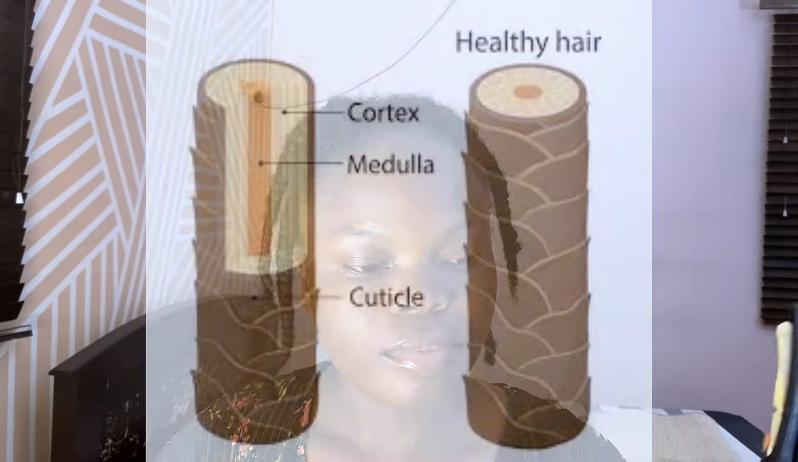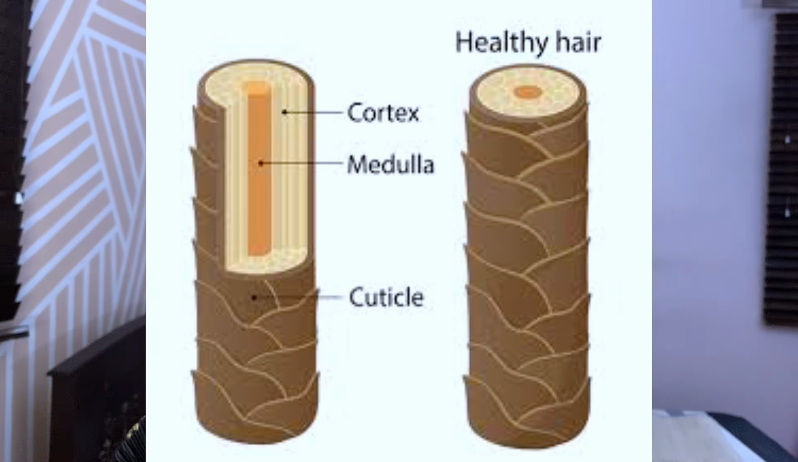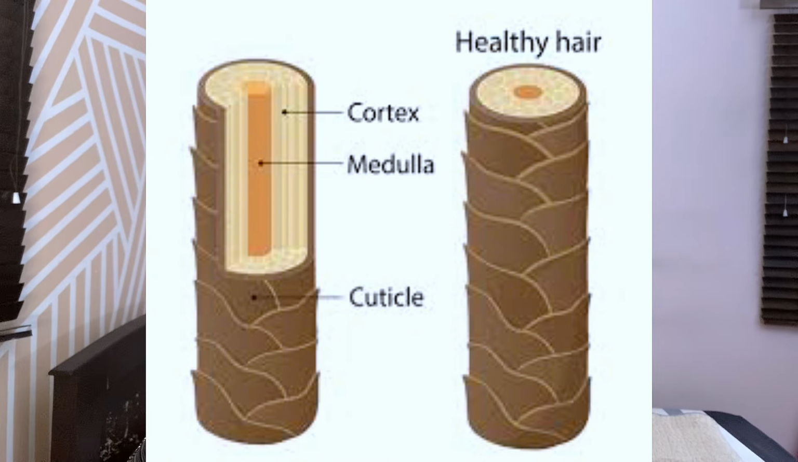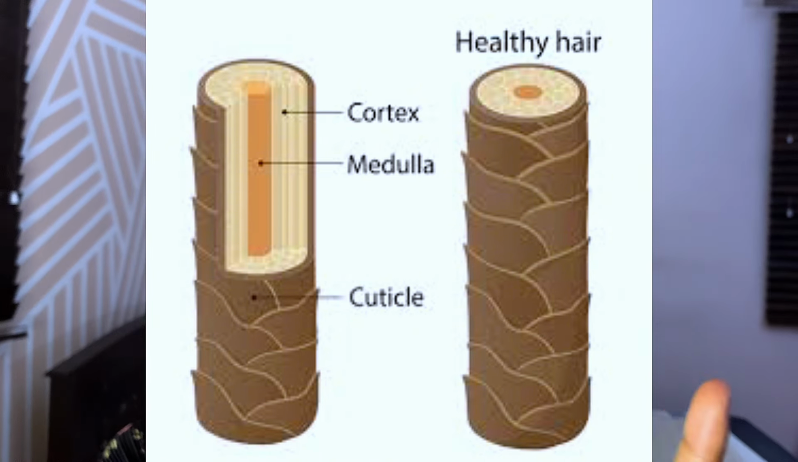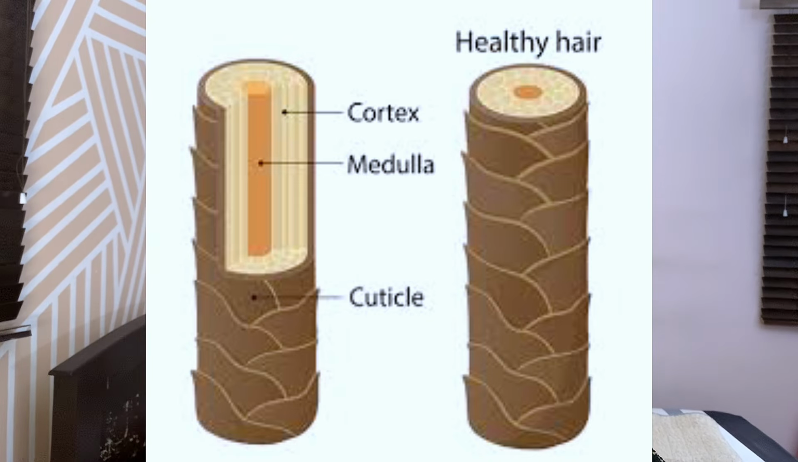So to understand hair porosity, it helps to know a bit more about hair structure. Each strand of your hair is made up of three layers. We have the cuticle, the cortex, and the medulla. The cuticle is the outermost layer of your hair, the cortex is the middle layer, and the medulla is the innermost layer. The outermost layer of your hair shaft consists of tiny cuticles that are too small to see with the naked eye.